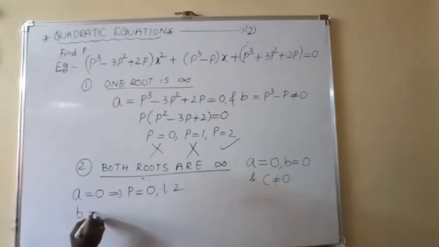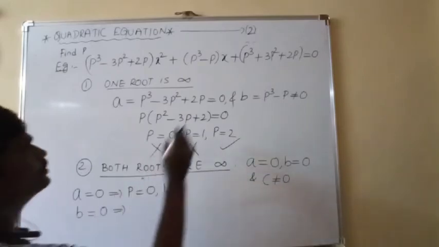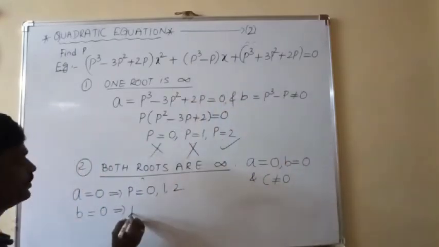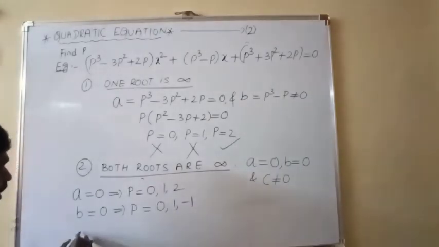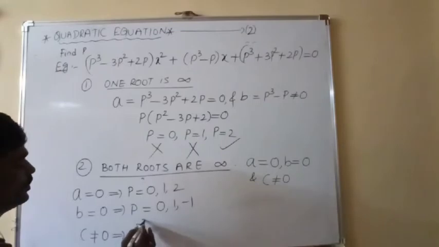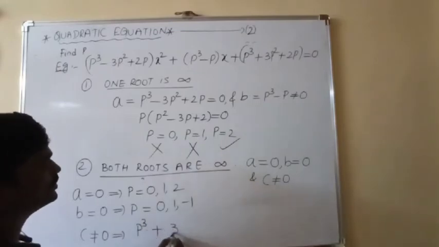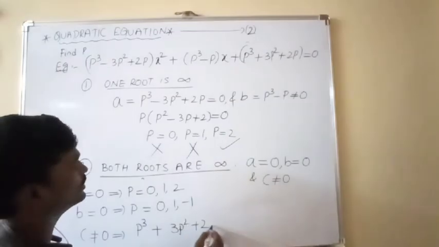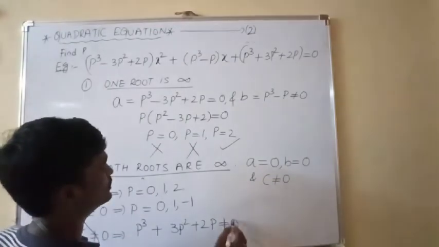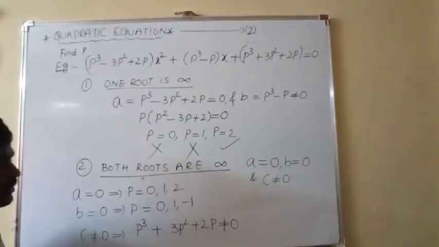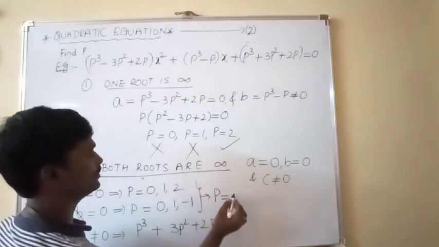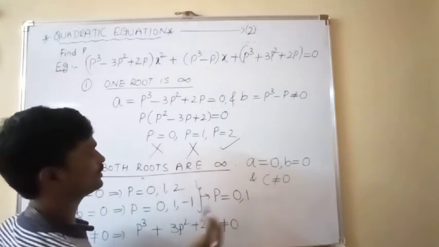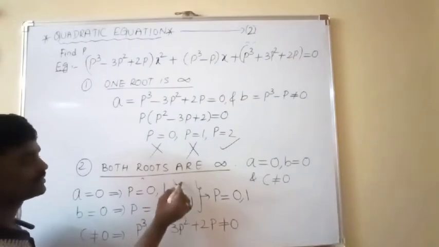By taking B equal to 0, that is p cube minus p equal to 0, you will get p values 0, 1, minus 1. And C should not be equal to 0, that means p cube plus 3p square plus 2p should not equal 0. So among these, what are the common values of p? P values 0 and 1 only. So then don't consider 2 and minus 1.